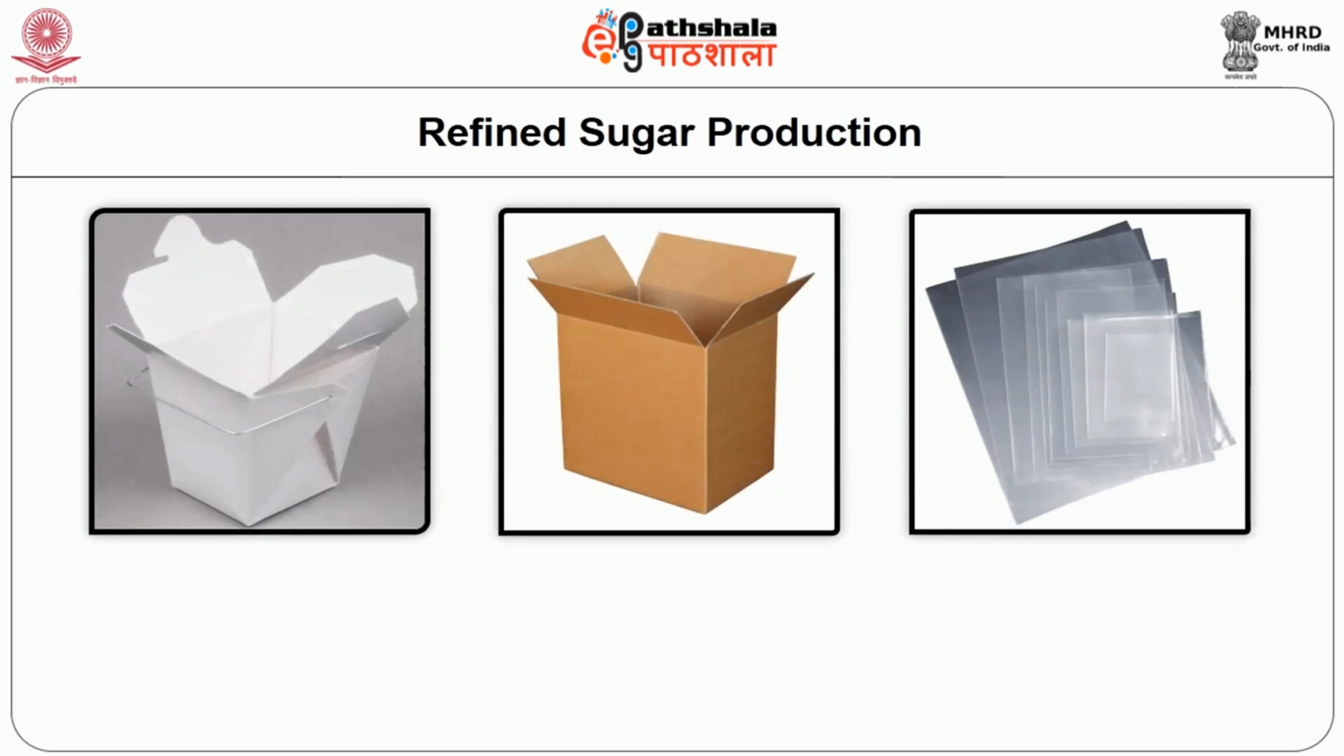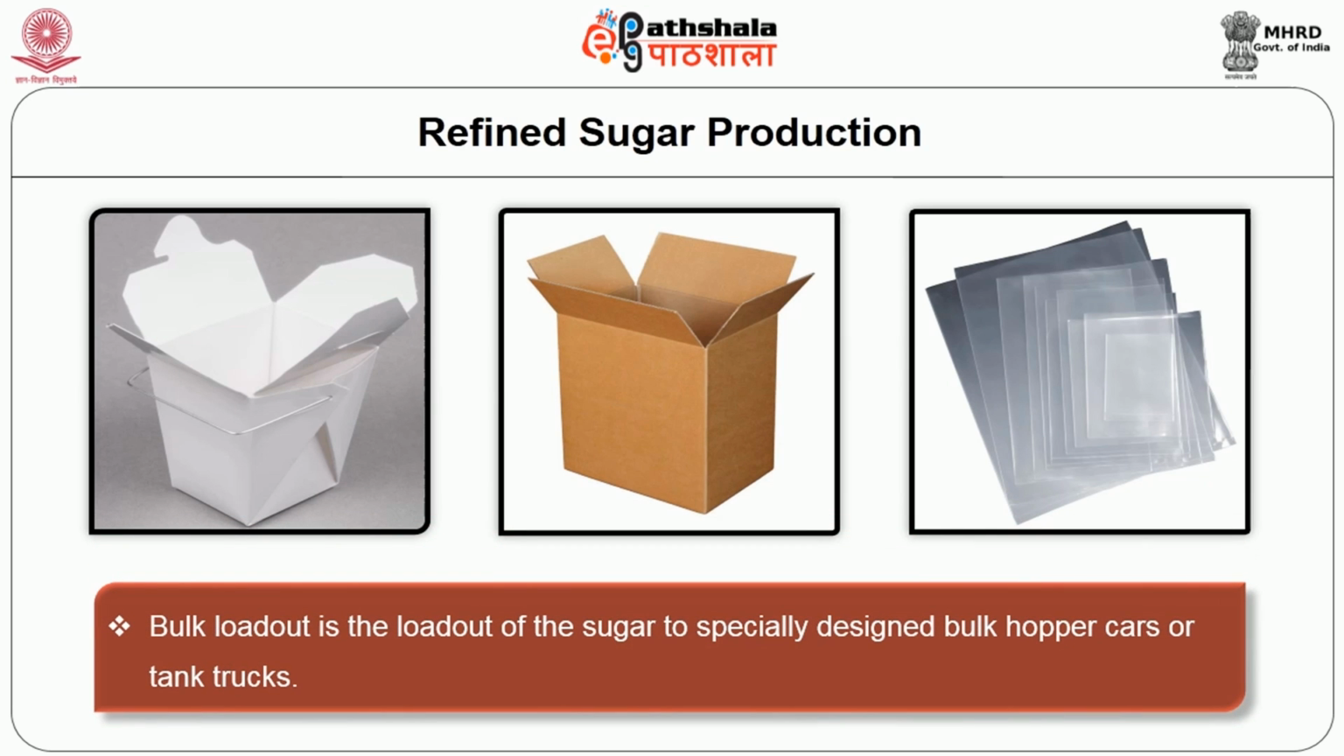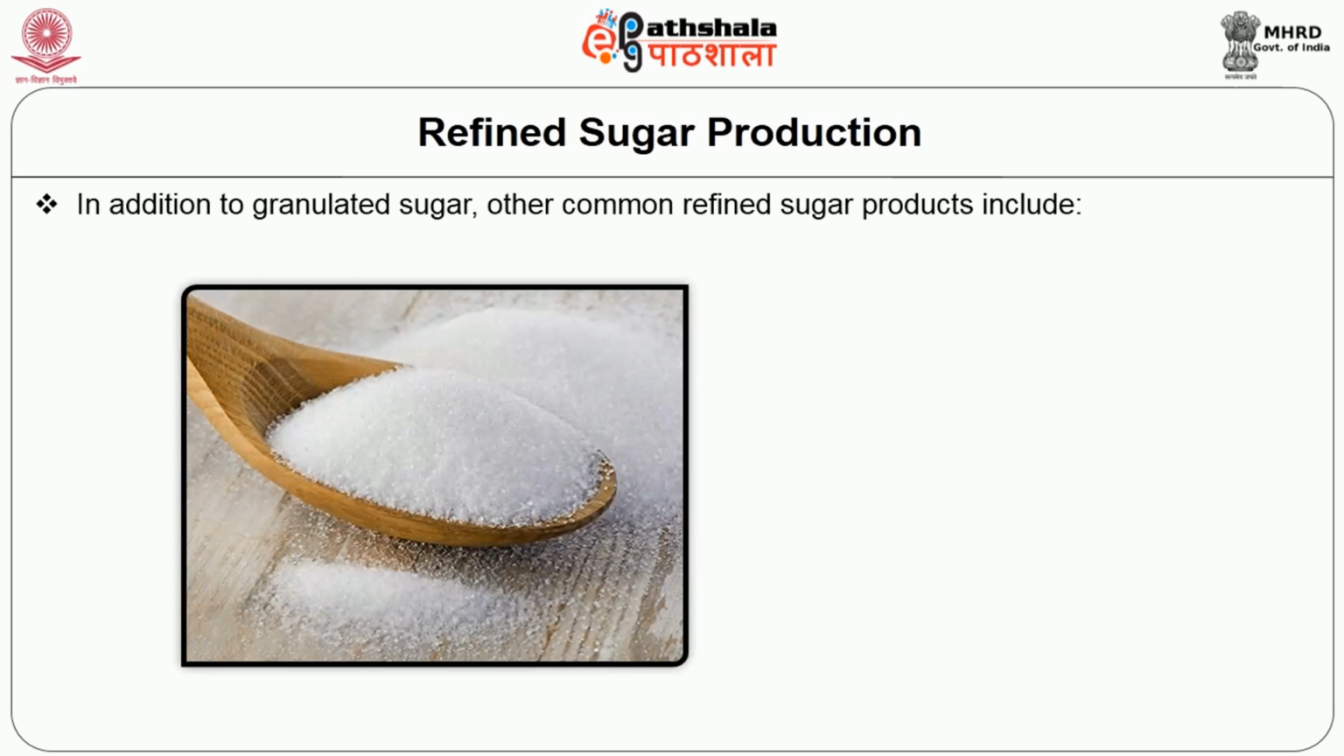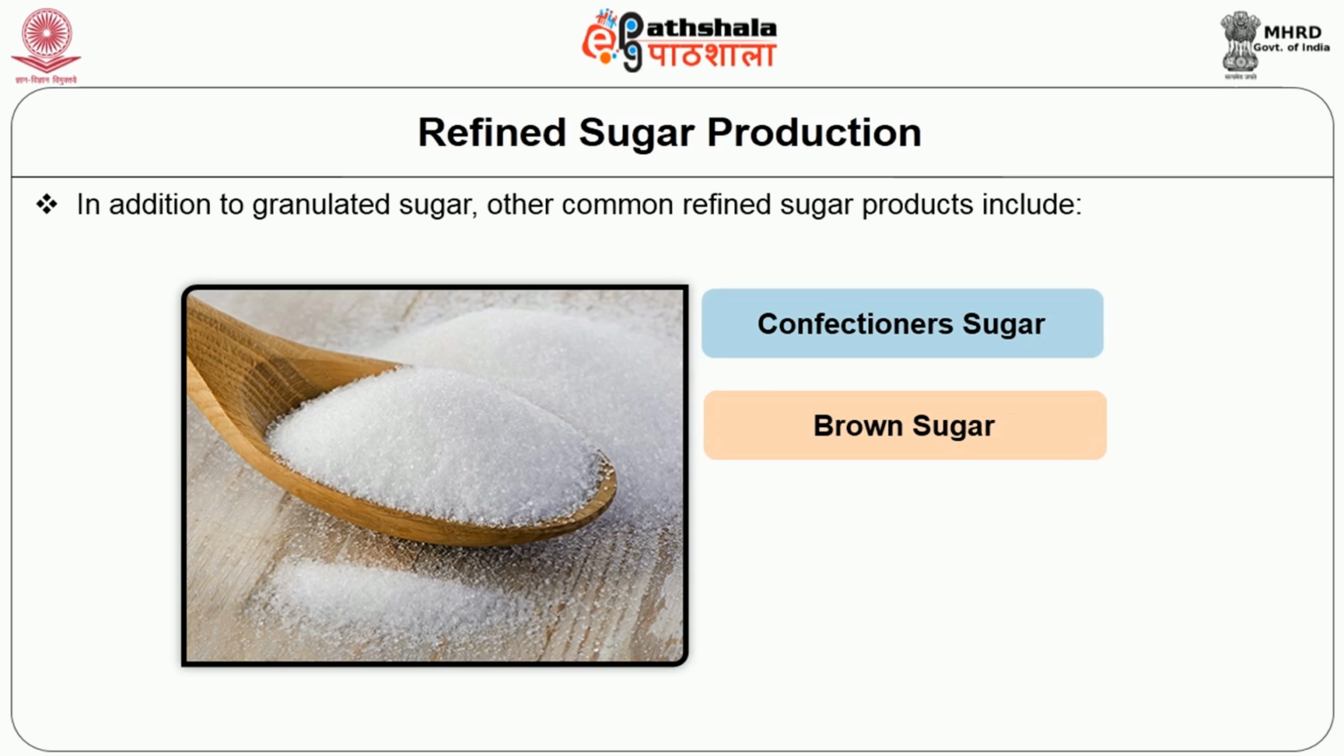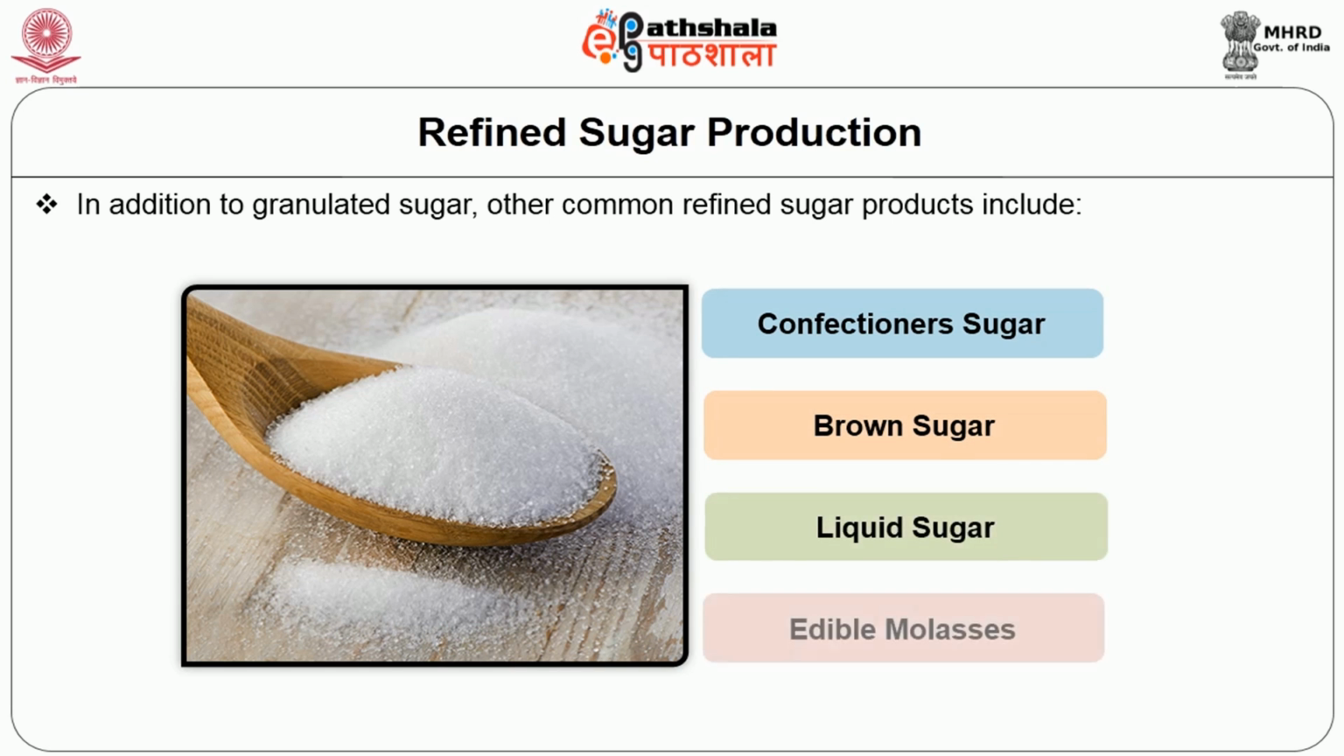Almost all the packaged sugar uses either multi-wall paper containers, cardboard cartons or polyethylene bags. Bulk loadout is the loadout of the sugar to specially designated bulk hopper cars or tank trucks. In addition to granulated sugar, other common refined sugar products include confectioners, that means powdered sugar, brown sugar, liquid sugar and edible molasses. There are about 6 other less common sugar products.